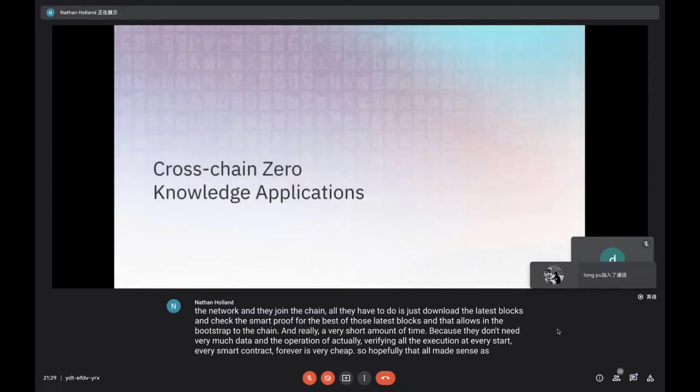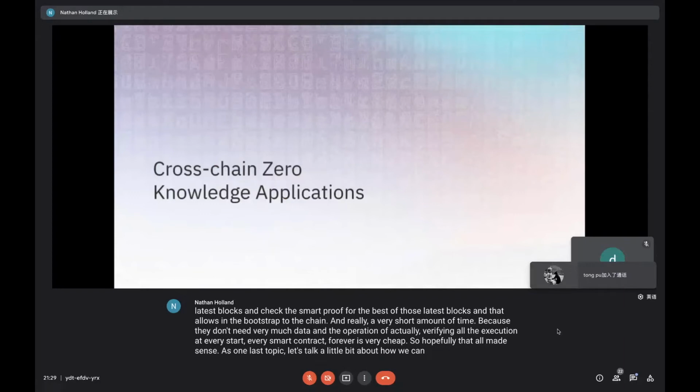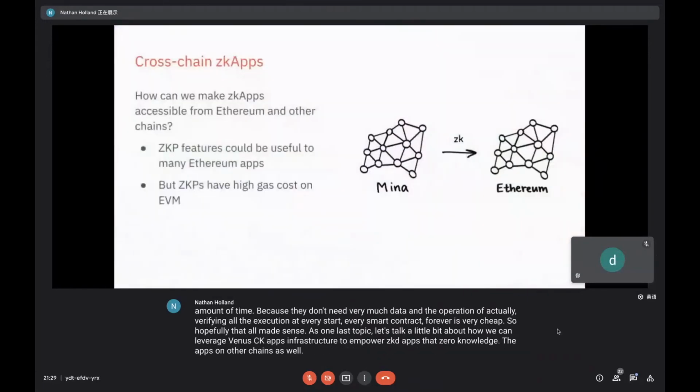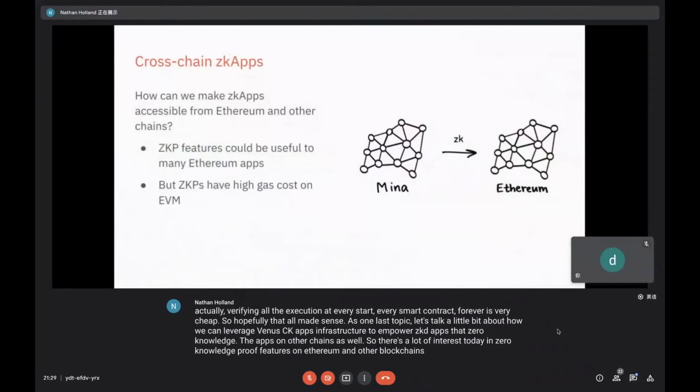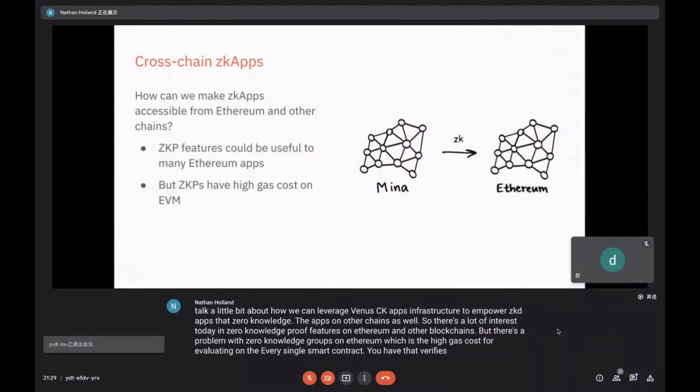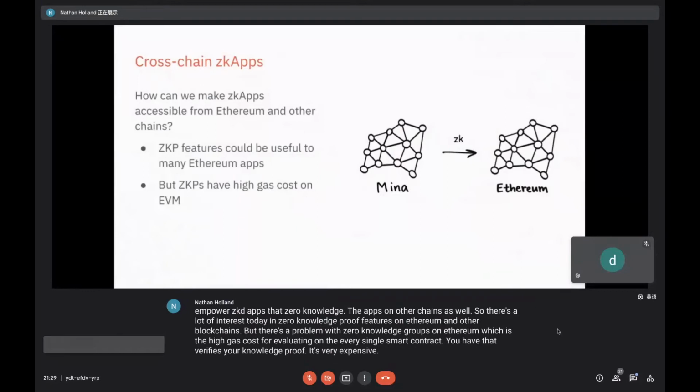As one last topic, let's talk a little bit about how we can leverage Mina's ZK apps infrastructure to empower ZK DApps, zero-knowledge DApps on other chains as well. So there's a lot of interest today in zero-knowledge proof features on Ethereum and other blockchains, but there's a problem with zero-knowledge proofs on Ethereum, which is the high gas cost for evaluating them on the EVM. Every single smart contract you have that verifies a zero-knowledge proof is very expensive. It costs a lot of gas to actually execute it. So what can Mina do to help solve this problem?